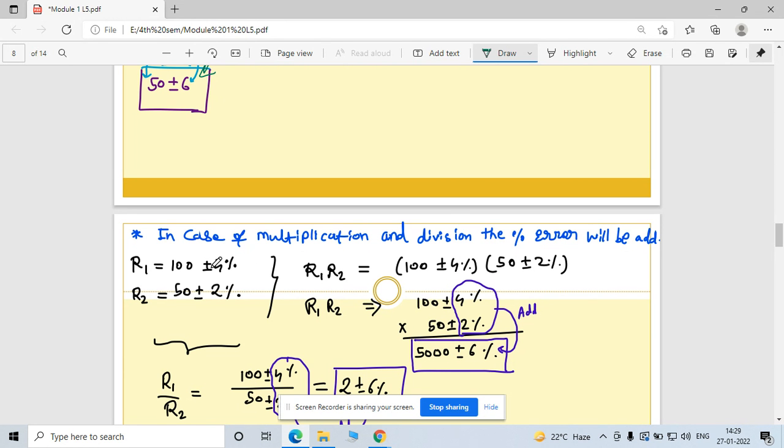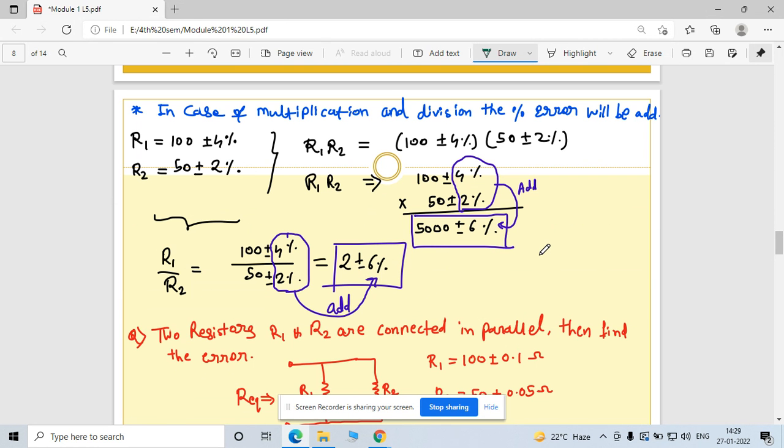Now in case of multiplication and division, percentage error will be added. Observe the reading which is provided to you. If the reading is given in terms of percentage, and you are doing the calculation with multiplication and division, then it's okay. But if the reading is given and the error is represented in terms of unit, that is ohm, for this resistance, then at that time you need to convert that error in terms of percentage error.